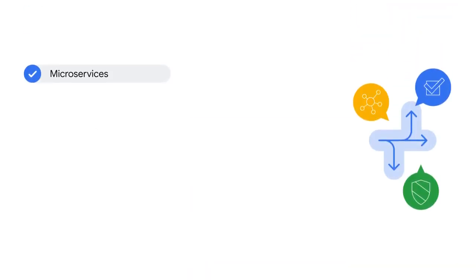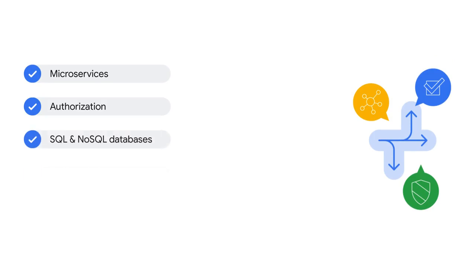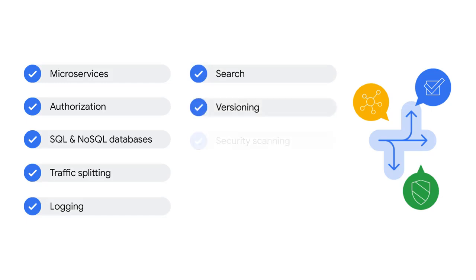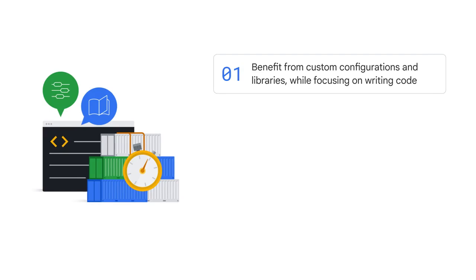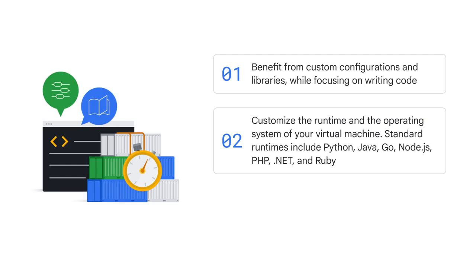The flexible environment supports microservices, authorization, SQL and NoSQL databases, traffic splitting, logging, search, versioning, security scanning, Memcache, and content delivery networks. App Engine Flexible allows users to also benefit from custom configurations and libraries while still keeping their main focus on what they do best, writing code. In addition, the App Engine Flexible environment allows you to customize the runtime and the operating system of your virtual machine by using Docker files.